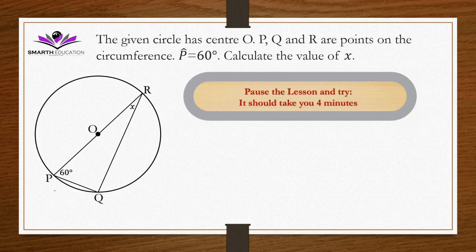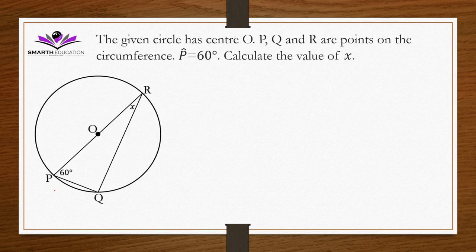Welcome back. Now let's do the activity together, learners. Right, now the given circle is center O. This is very, very crucial. We may need to use the center theorem here because it says this center O. Right, P, Q, and R are points on the circumference. We can see those points P, Q, and R.